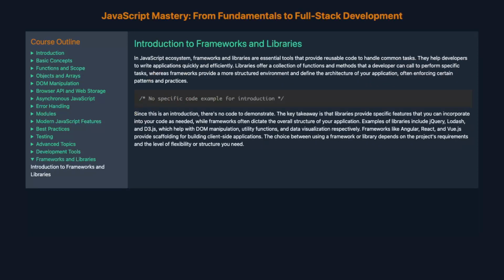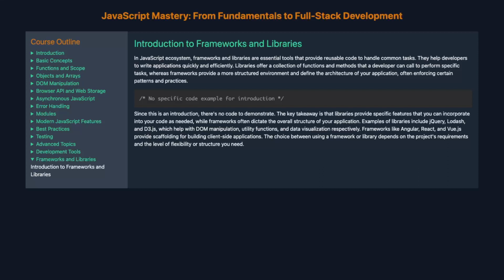Introduction to frameworks and libraries. In the JavaScript ecosystem, frameworks and libraries are essential tools that provide reusable code to handle common tasks. They help developers to write applications quickly and efficiently. Libraries offer a collection of functions and methods that a developer can call to perform specific tasks, whereas frameworks provide a more structured environment and define the architecture of your application, often enforcing certain patterns and practices.